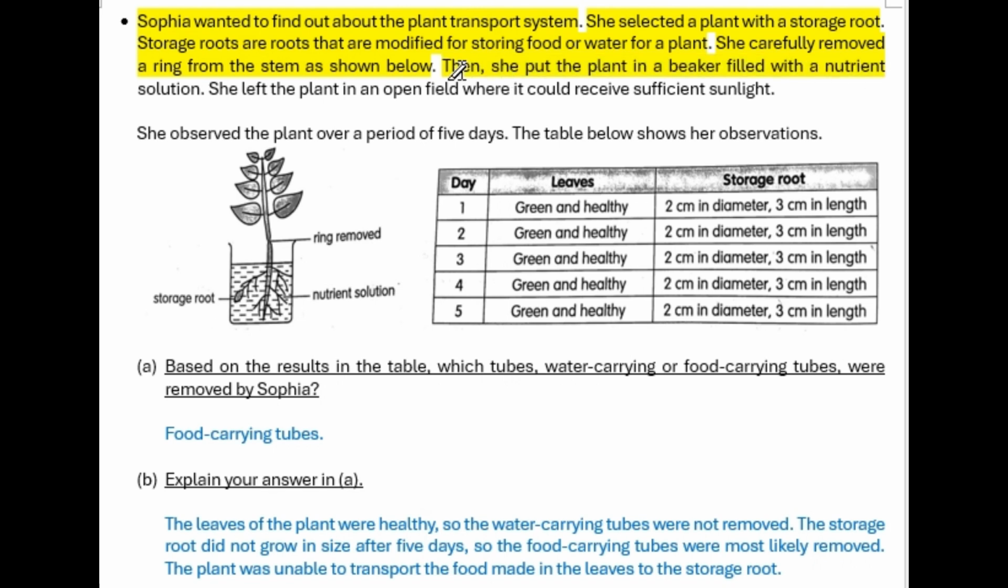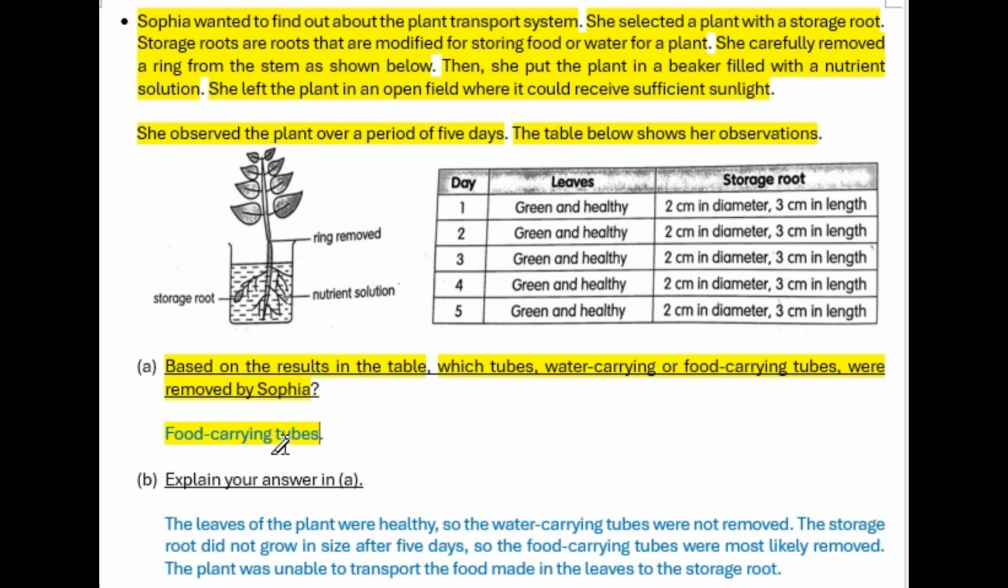Then, she put the plant in a beaker filled with a nutrient solution. She left the plant in an open field where it could receive sufficient sunlight. She observed the plant over a period of 5 days. The table below shows her observations. A. Based on the results in the table, which tubes, water-carrying or food-carrying tubes, were removed by Sophia?